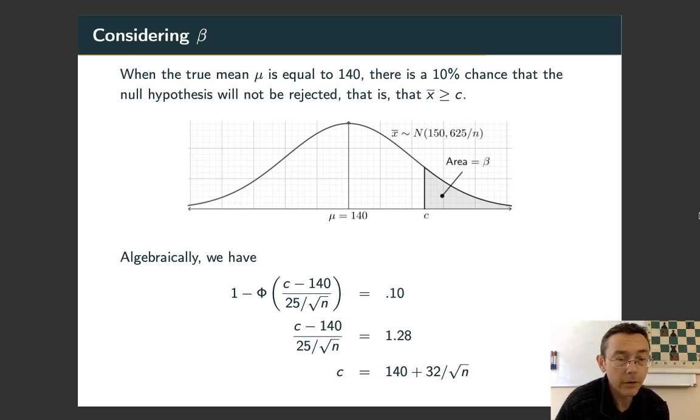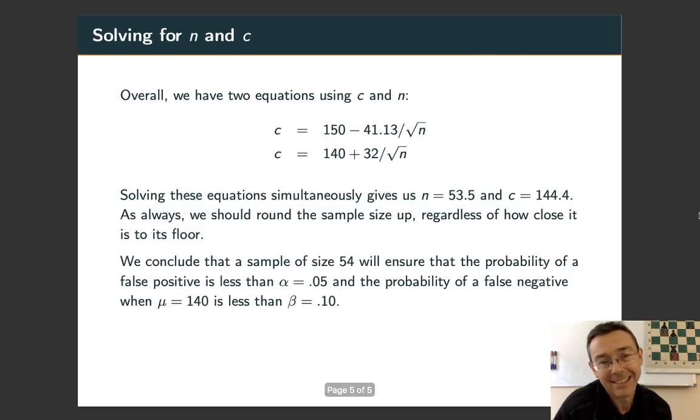We do a similar calculation though. We know that the area to the right of c has to be 0.10, so we do 1 minus the normal CDF for the z value of c. And then we solve it for phi, take an inverse normal CDF to get 1.28, and then solve that for c finally to get c equals 140 plus 32 over the square root of n. We now have two equations with c and n, so we can solve those simultaneously. For example, we could just equate them. And if we do that, we get that n is 53.5 and c is 144.4.